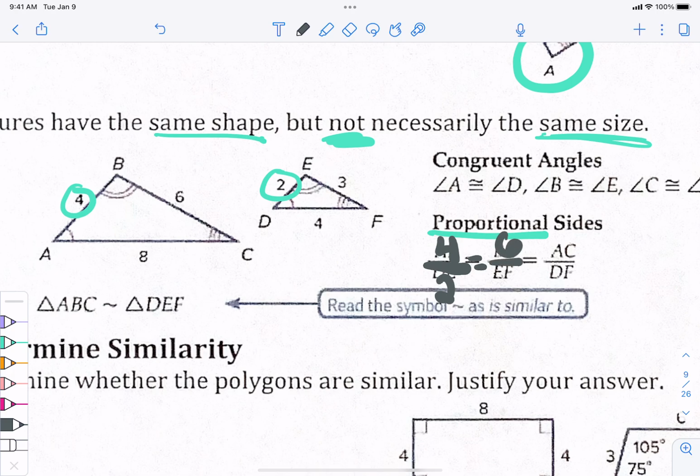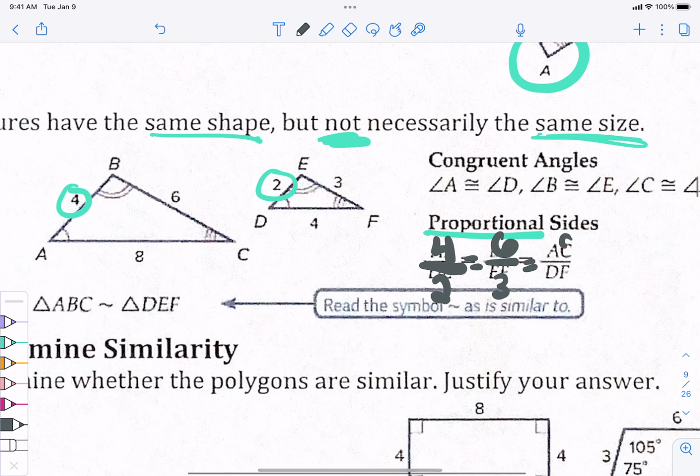6 over EF, which is 3, equal to, what's AC? 8 over DF, which is 4, okay? 4 over 2 reduces to 2. 6 over 3 also reduces to 2. 8 over 4 also reduces to 2. So those sides have the same proportion. So they're good to go, okay?